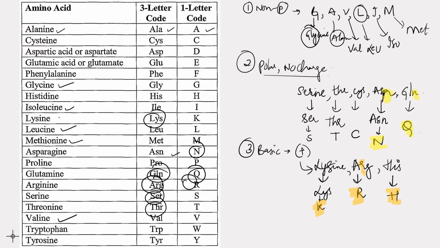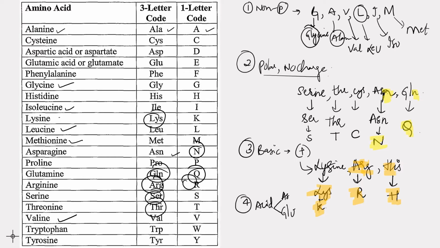The 3-letter codes for arginine, histidine, and lysine are similar, so we don't need to remember those. Only K, R, H, N, Q. And then what do we have? We have the acidic amino acids. Only 2 are there: one is aspartate and one is glutamate.